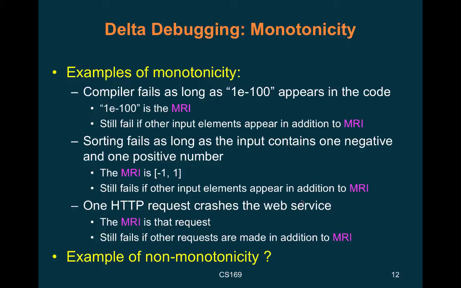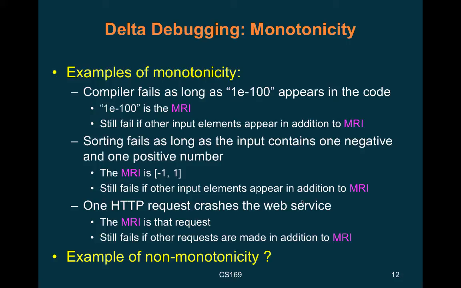Only when you make a certain two requests in a certain order, only then it crashes. But that's not necessarily lack of monotonicity. All it says is that the MRI is of size 2. Because if these two in order crash, monotonicity means no matter how many other requests are added anywhere, these two will still crash it. There's no way I could add a request that suddenly masks, makes these two requests not crash.